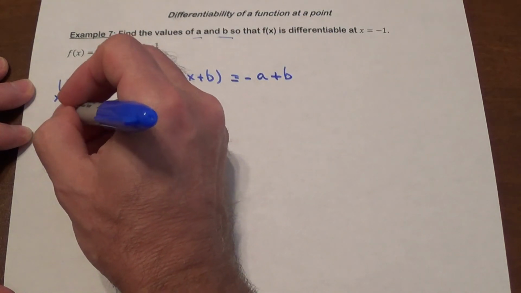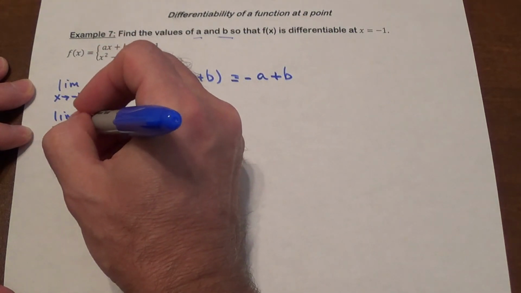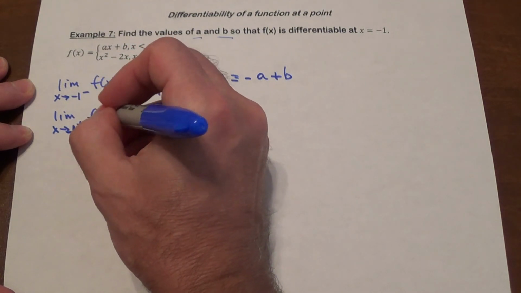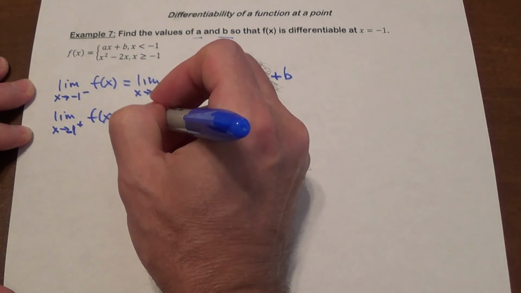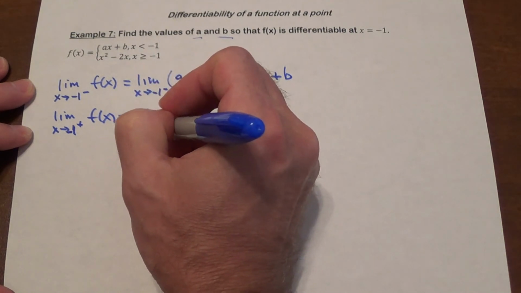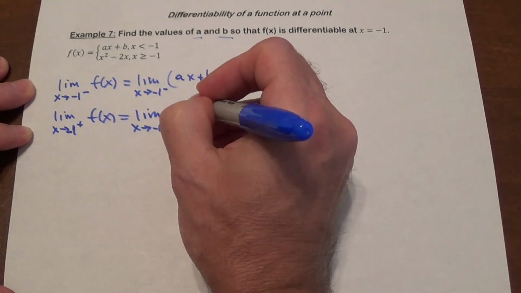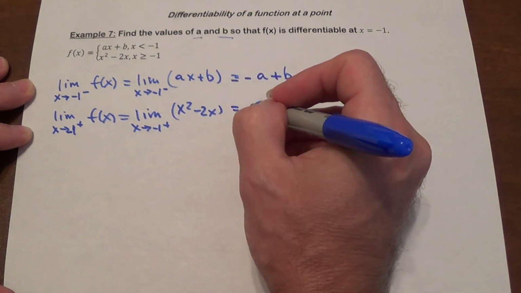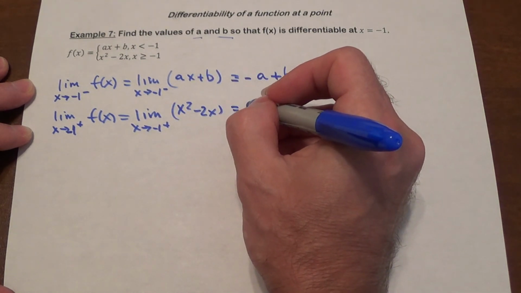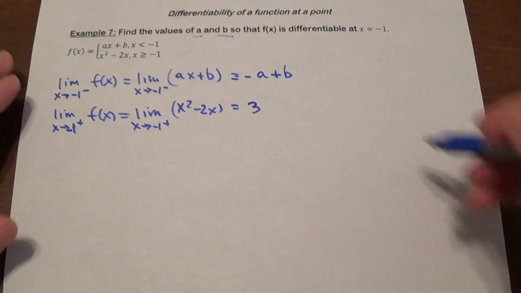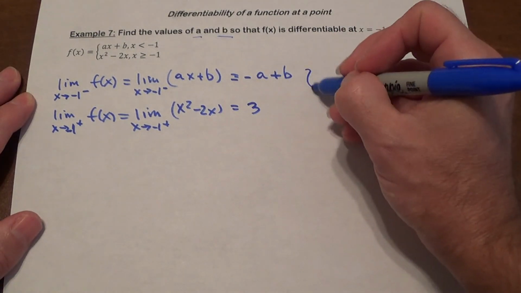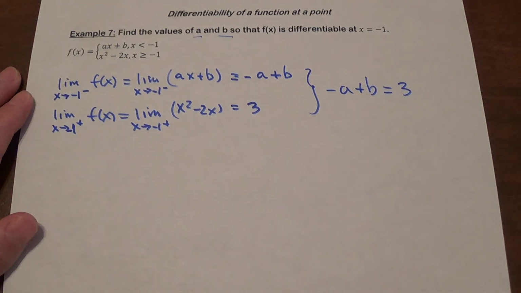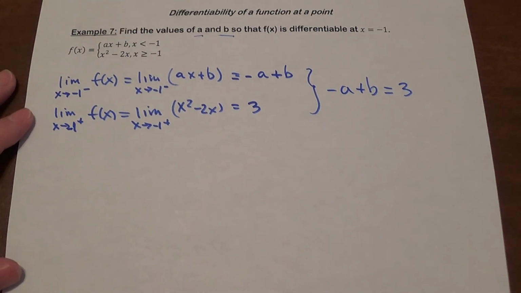And we do it on the right hand side, negative 1 from the right of f of x. It's going to be the limit as x approaches negative 1 from the right of x squared minus 2x, and that's going to give us 3. So because we want one-sided limits to equal each other, we want negative a plus b equal 3. But we need another equation because we have two unknowns.